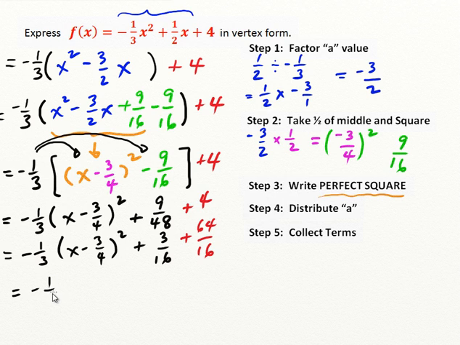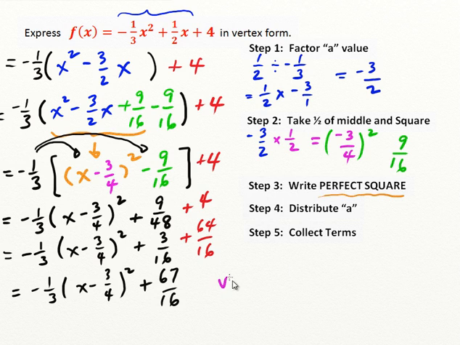We have -1/3 and x minus 3/4 squared and 67/16. And if we can reduce this fraction, or any of our fractions we do, we can't reduce 67/16. That's the best we can do. So there we have accomplished our goal, which was to express this function in vertex form.